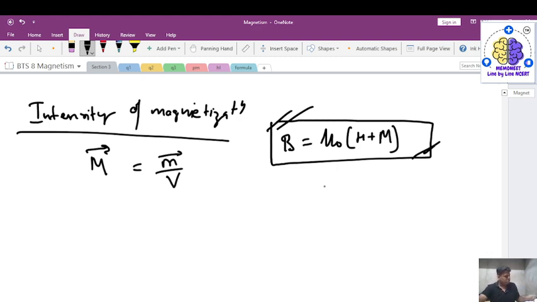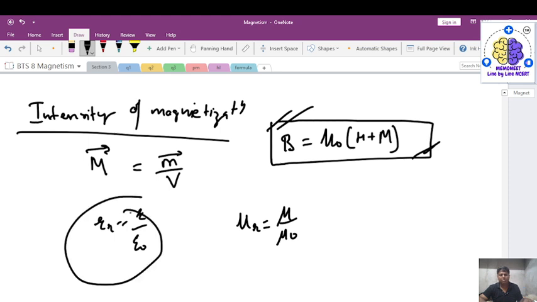Then again we have relative permeability. As we studied relative permittivity in electrostatics, here we have relative permeability, mu r, and mu r will be equal to mu upon mu naught. As we had epsilon r equal to epsilon upon epsilon naught, in the same manner we have mu r equal to mu upon mu naught.